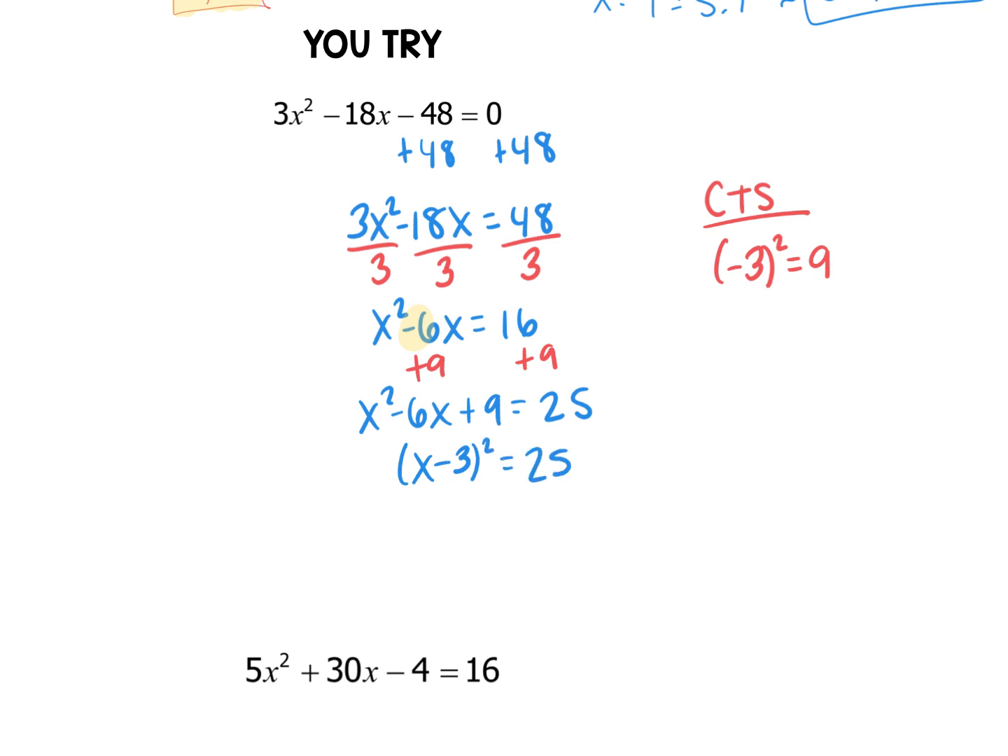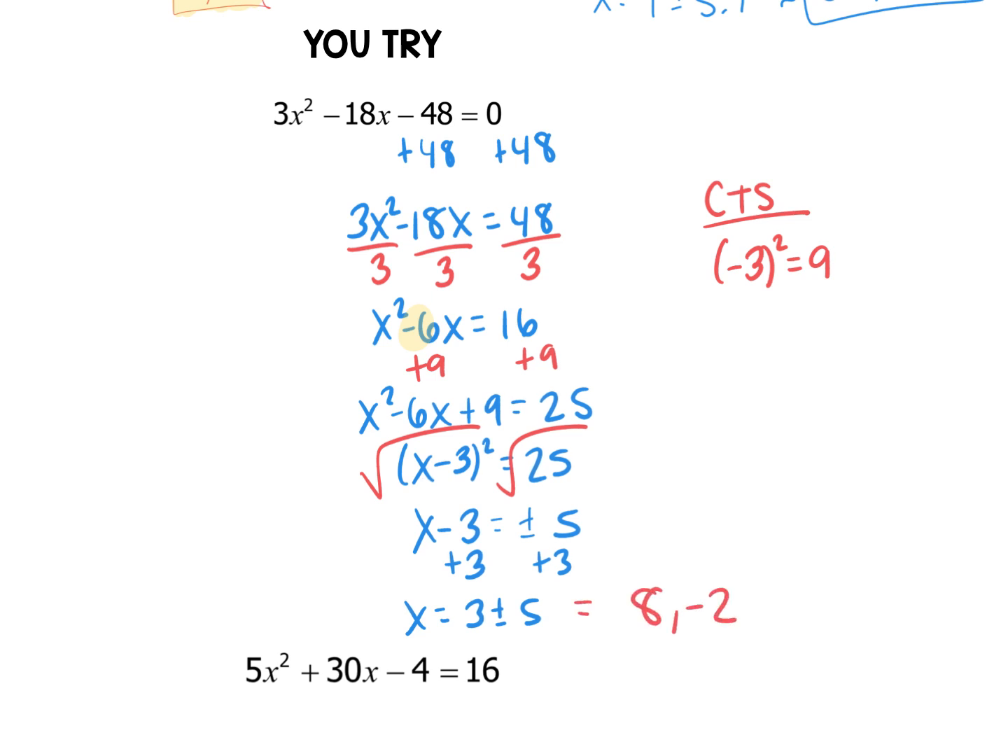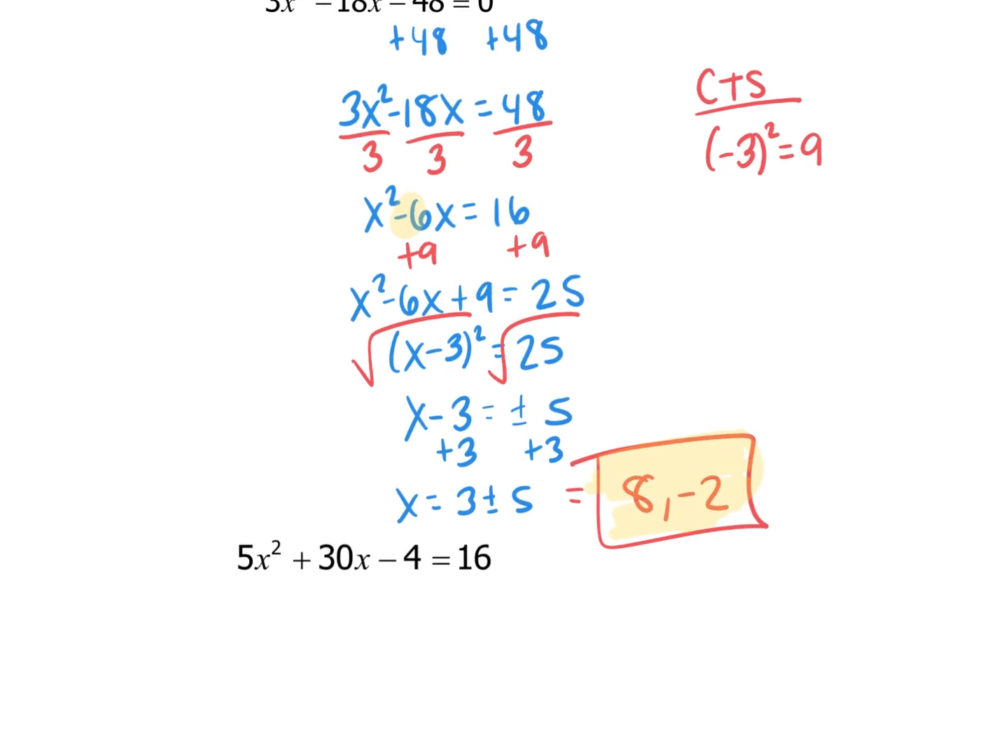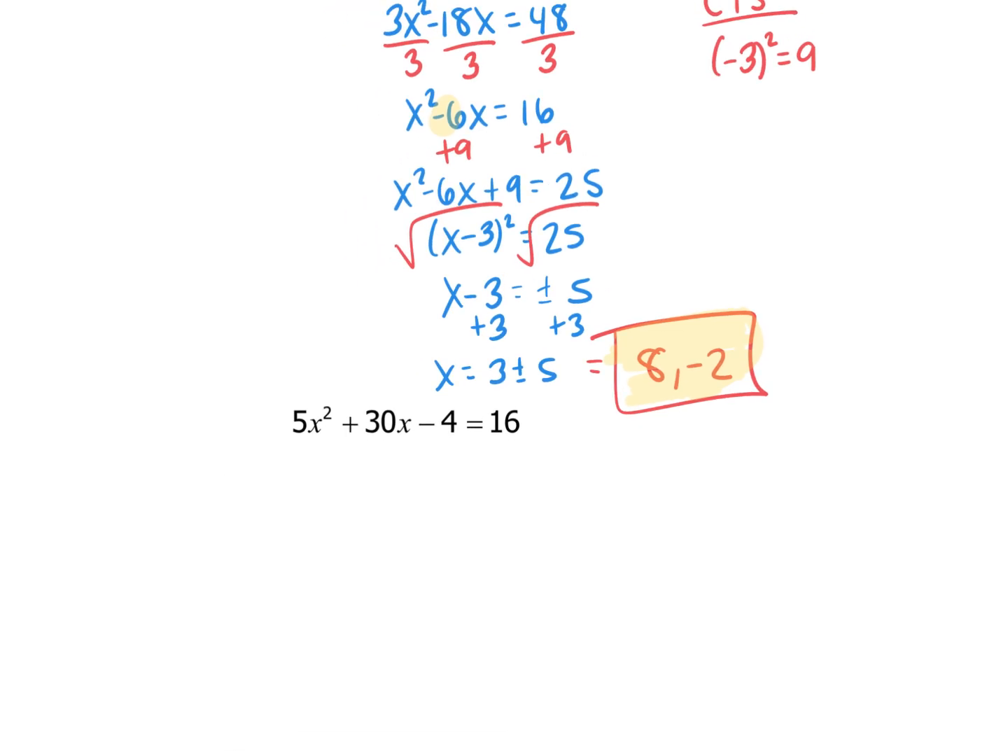Solve that. Get rid of the squared, so square root it. You get x minus 3 equals plus or minus 5. Solve that, so add 3. So we get x equals 3 plus or minus 5. 3 plus 5 is 8. 3 minus 5 is -2. So those are your two answers there. So if you got that one correct, good. Then there's one more you try that you were supposed to try.